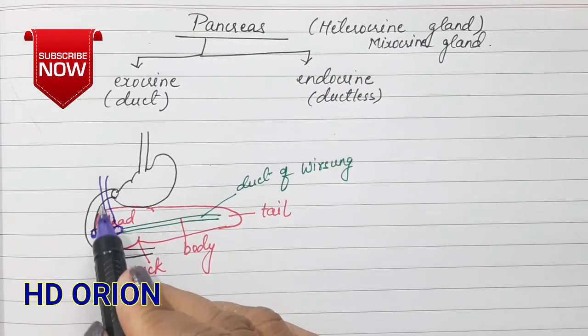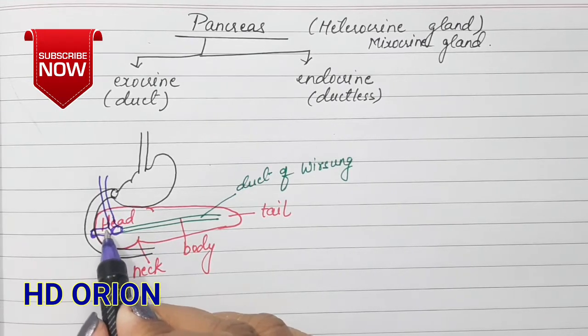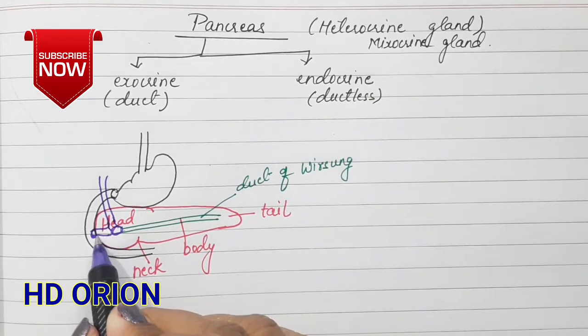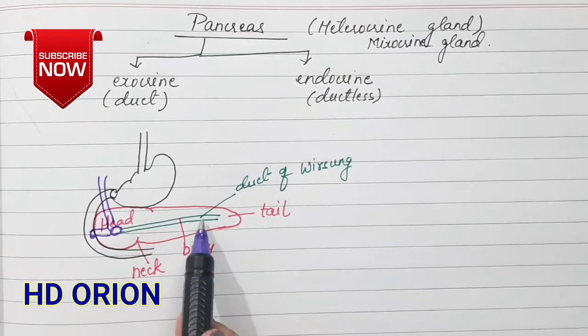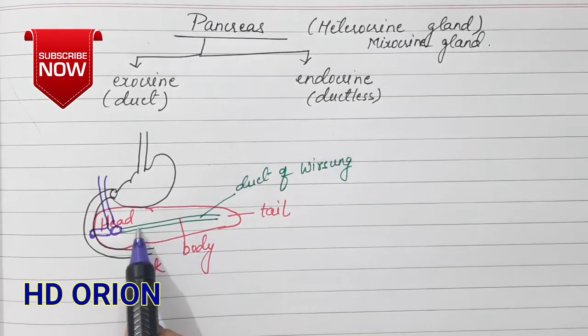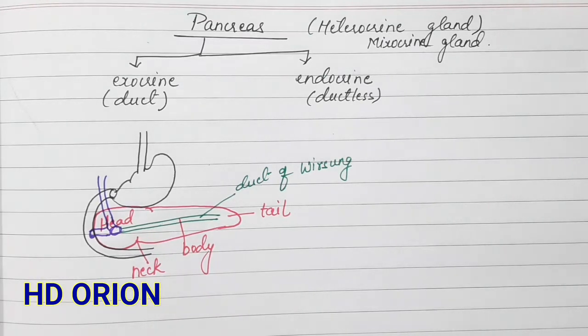So there is a fusion between the hepatic duct, the bile duct and the pancreatic duct, and both of them form a common duct which is the hepatopancreatic duct to open into the duodenum. So this is how the juice is carried by this duct. So this is the duct because of which we call this part as the exocrine part.